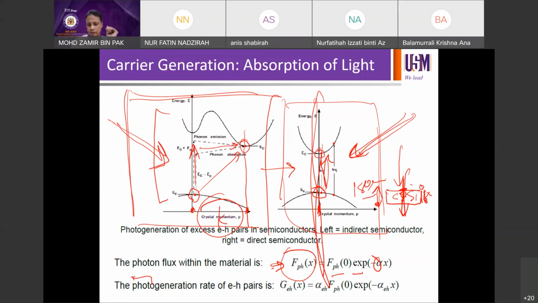The photo generation rate is given by G of x, which equals alpha, the absorption coefficient, times the flux. The flux is the one we discussed in the previous equation, F naught exponential of negative alpha, the absorption coefficient, times the depth into the material. Okay, so it's still abstract at this point.